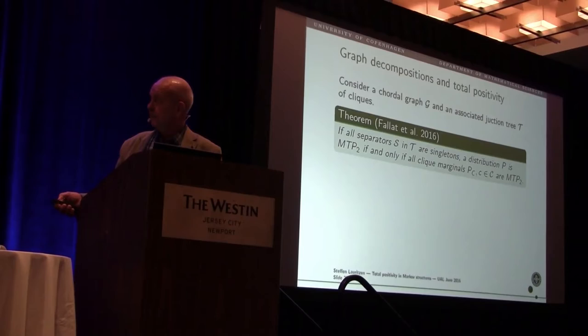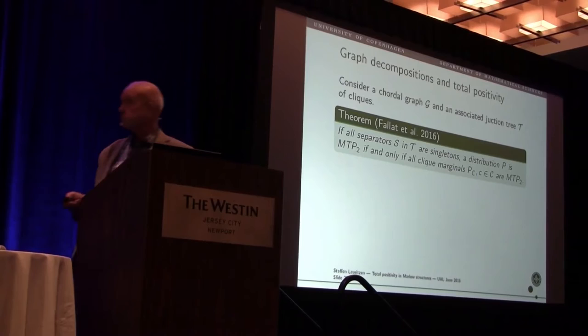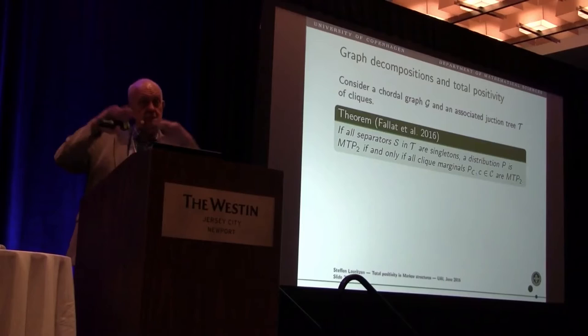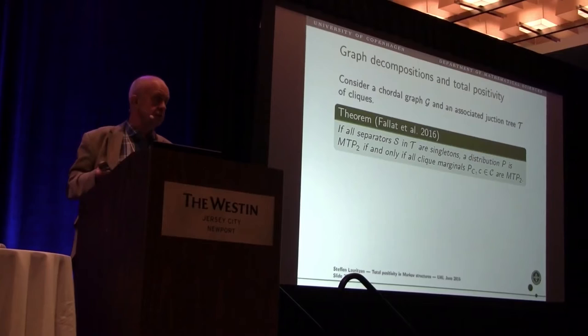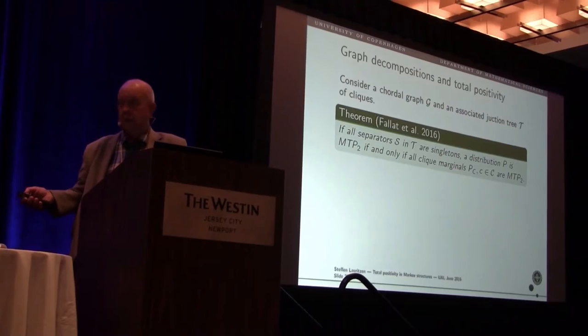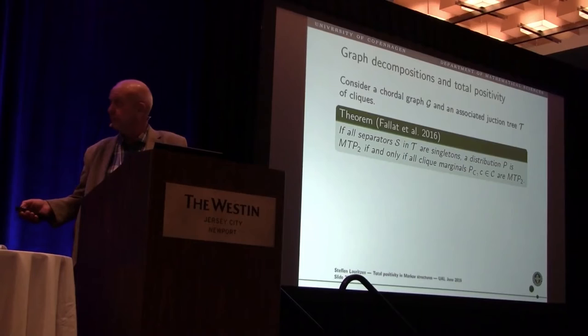If all the separators in the junction tree are singletons, so you can have a sort of tree of triangles, if you like, where neighboring triangles intersect only in a single point, then it would be MCP2 if and only if the triangle margins are MCP2. So therefore, MCP2-ness can be checked by just looking at the margins to the cliques.